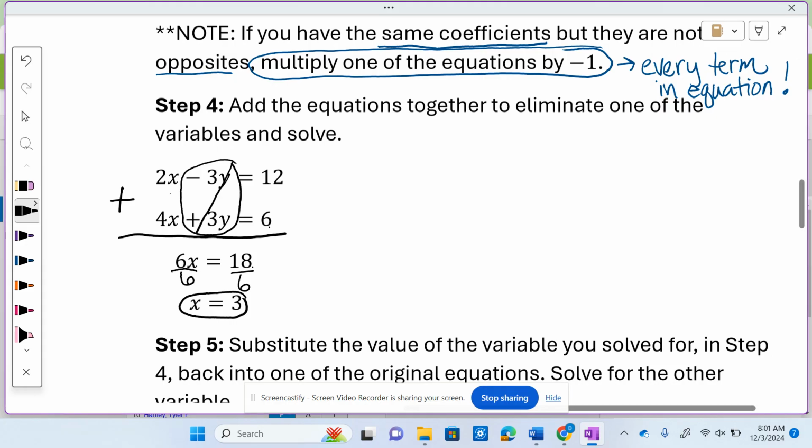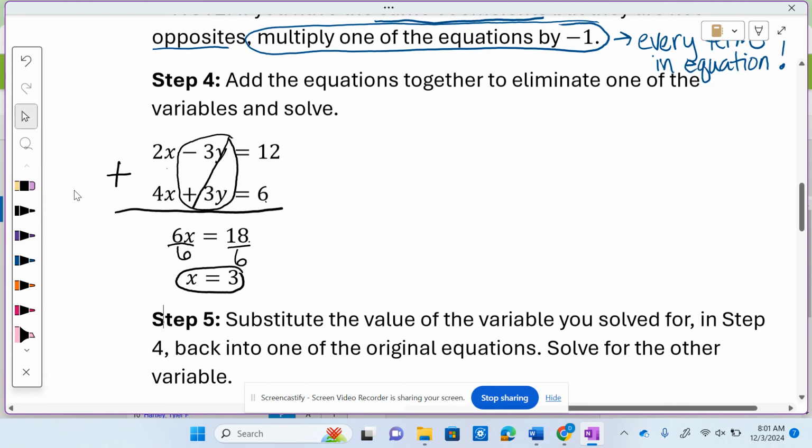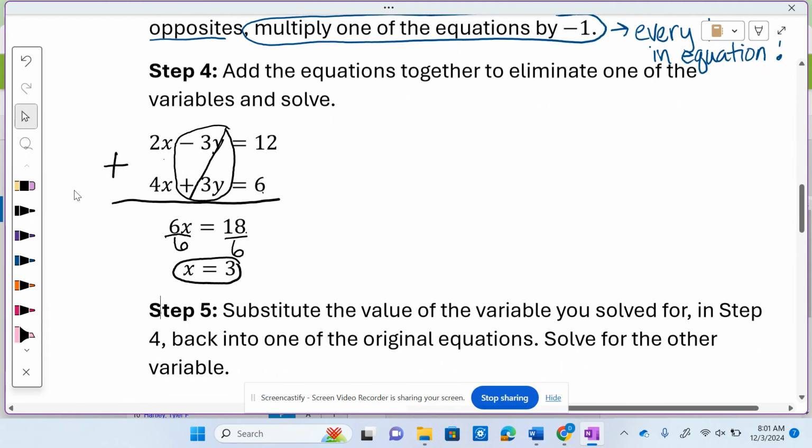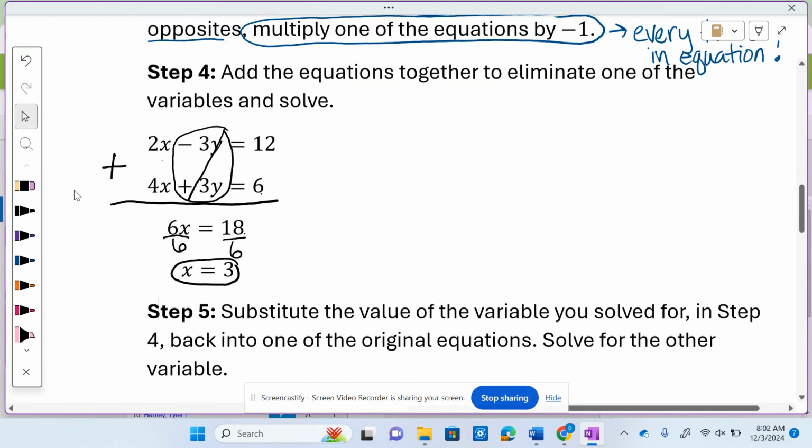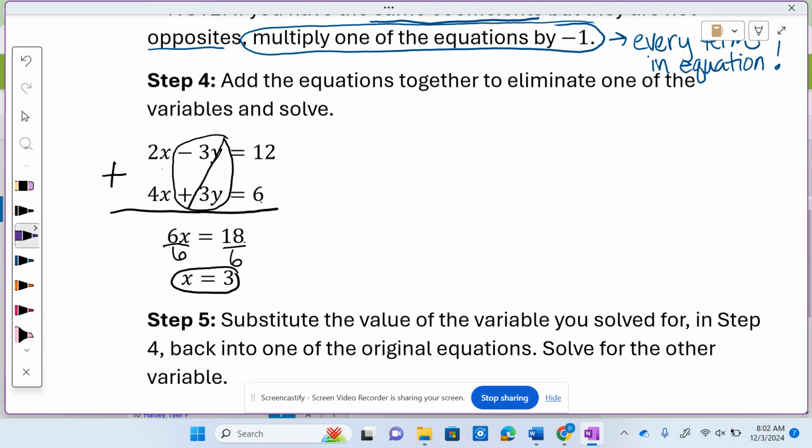Okay. Divide both sides by 6 to discover that x equals 3. And then what do we do? It says you substitute the value of the variable you solved for in step 4 back into the original equation and solve for the other variable. So what equation do you want to use? Do you want to use the 2x minus 3y equals 12 equation, or the 4x plus 3y equals 6? Makes no difference. Pick one.